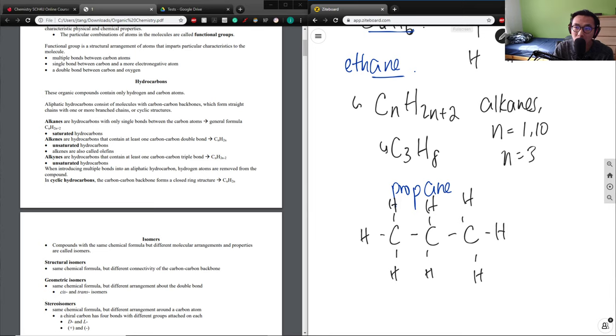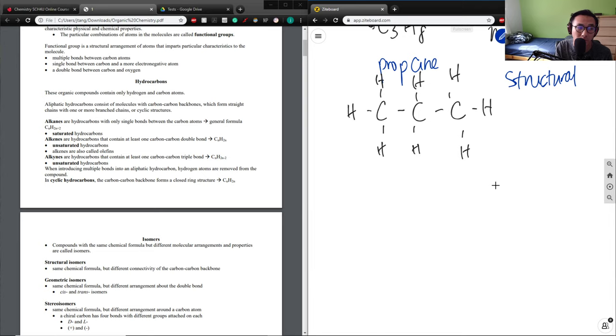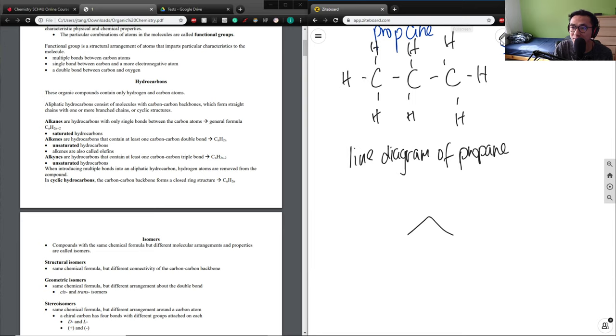I'm also going to introduce you to the concept of a line diagram. Remember, this is a structural diagram. In a line diagram, I only visualize carbons. The concept of a line diagram is that I only visualize organic compounds with lines. So a line diagram of propane, for example, would look something like this: just a little hat, a little triangle here. And every point in this line represents a carbon.